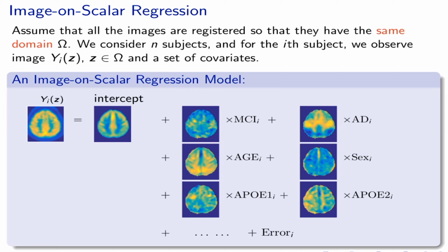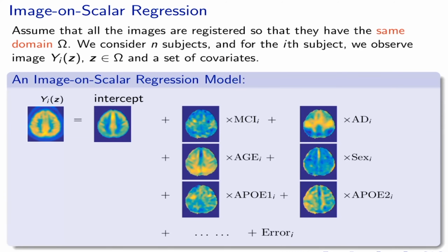And we also have age, we also have sex, we have ApoE1 and 2, which are dummy variables for the ApoE genomic factors. And we also have several other factors, plus some error. And for this model, what we want to get is the intercept, the imaging before all these dummy variables. So the variable of interest we know, and these scalar covariates are known, and all these intercept images, the coefficient maps here, are unknown, and that's what we want to get from our analysis. So this is really interesting.